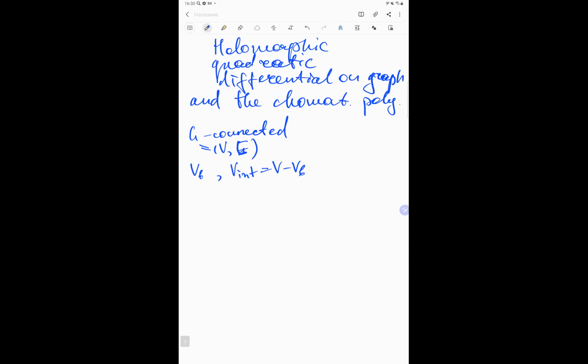And we'd like graph G to have at least one interior vertex on the end of the edge. Every edge has at least one interior vertex.